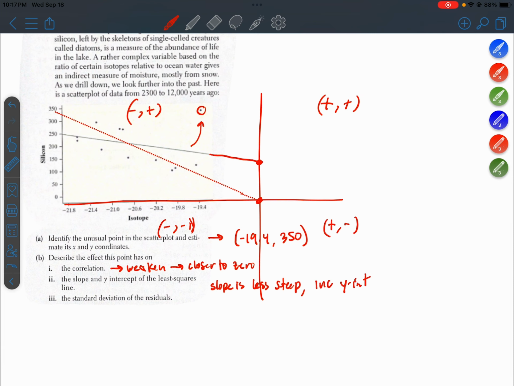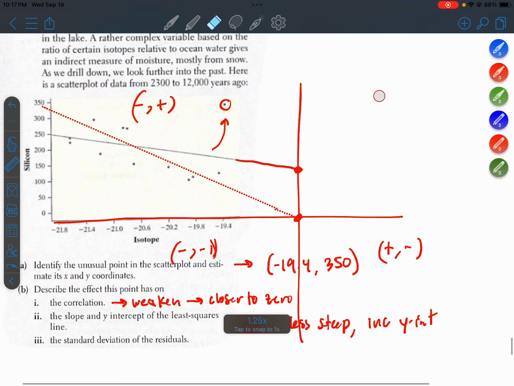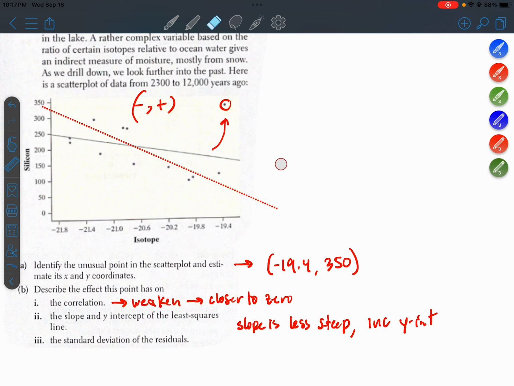The third thing, the standard deviation of the residuals. I'm going to erase some of this stuff which we don't really need anymore. I don't even think we need that. So let's look at the residuals. All the other points are going to have much smaller residuals, because they're a lot closer to the least squares regression line.